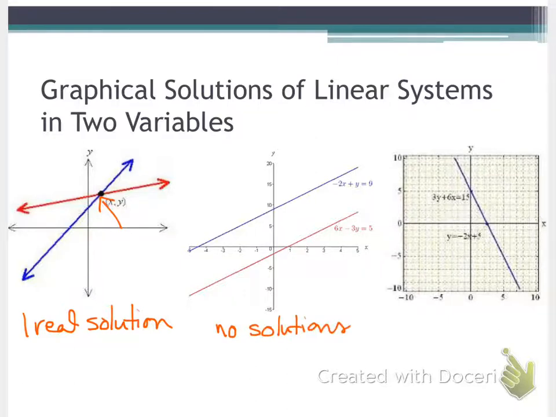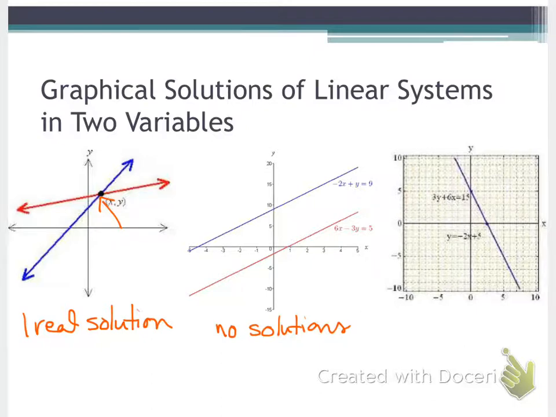Remember, if you solve for y and you get the same slope and different y-intercepts, then we have parallel lines, just by looking at the equations, or you can graph it yourself. If you see that they're never going to intersect, because they're parallel, then you have no solutions automatically.